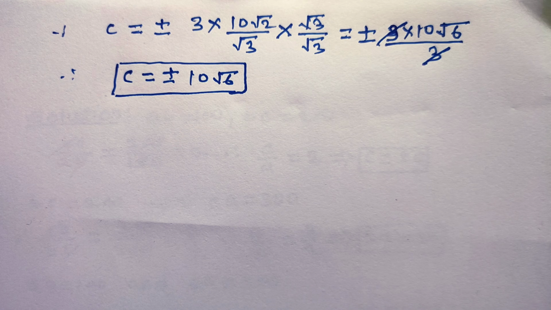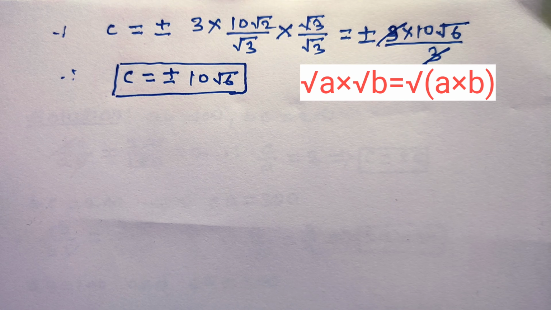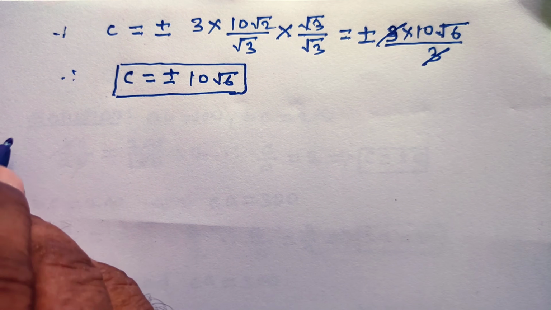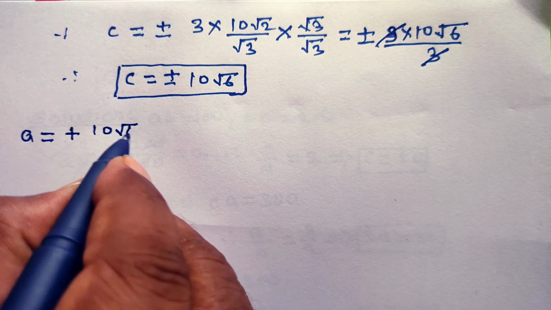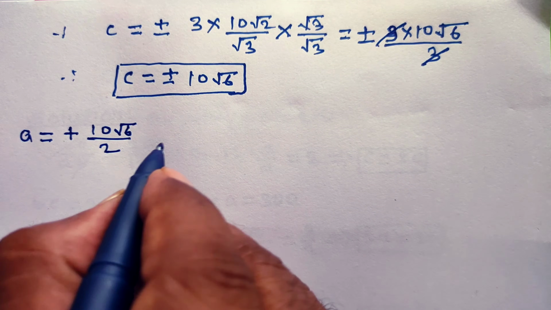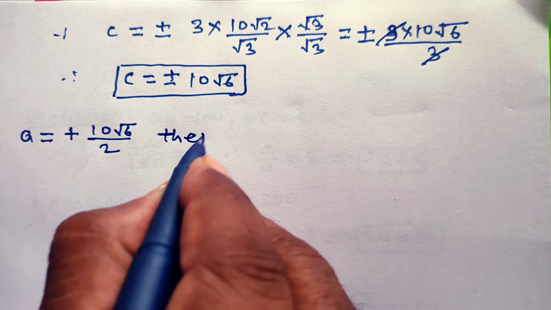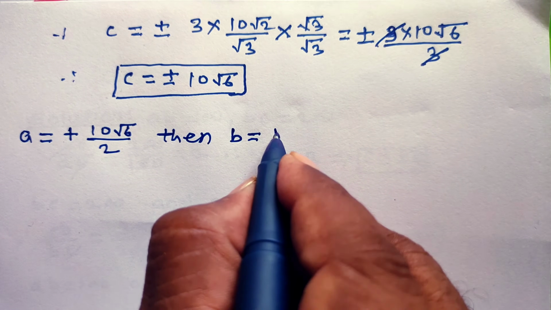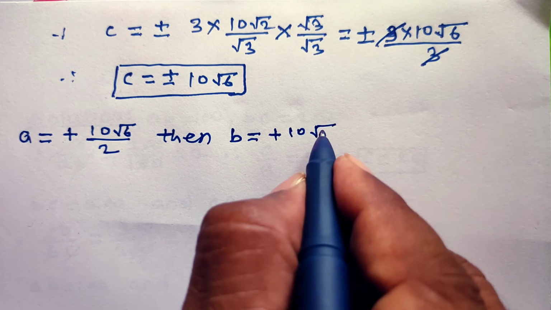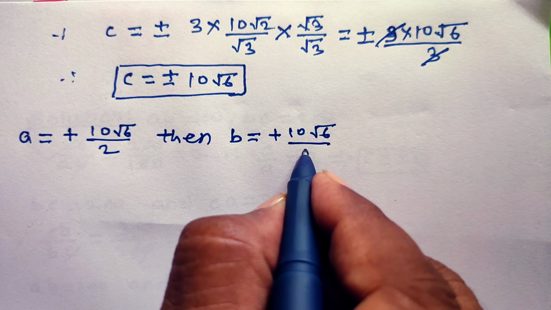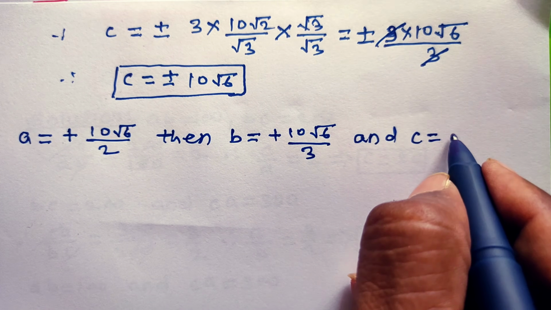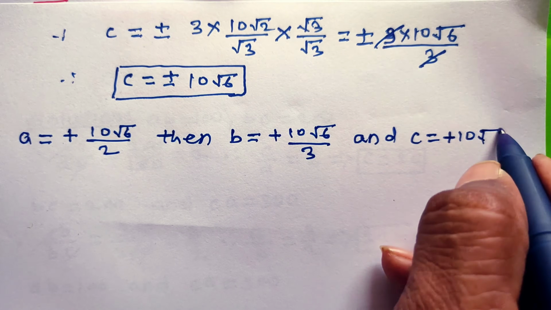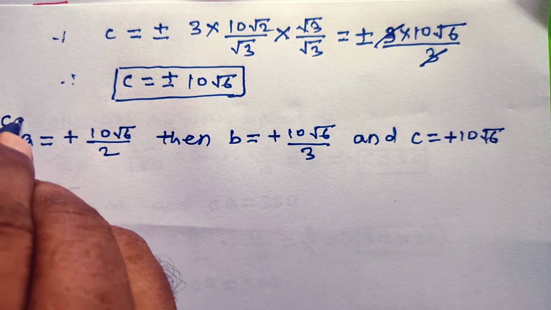Here it is clear that A, B and C are having two different values, positive as well as negative. Hence if A is equal to plus 10 times square root of 6 divided by 2, then B will be plus 10 root 6 divided by 3 and C will be plus 10 root 6. Consider this as case number 1.